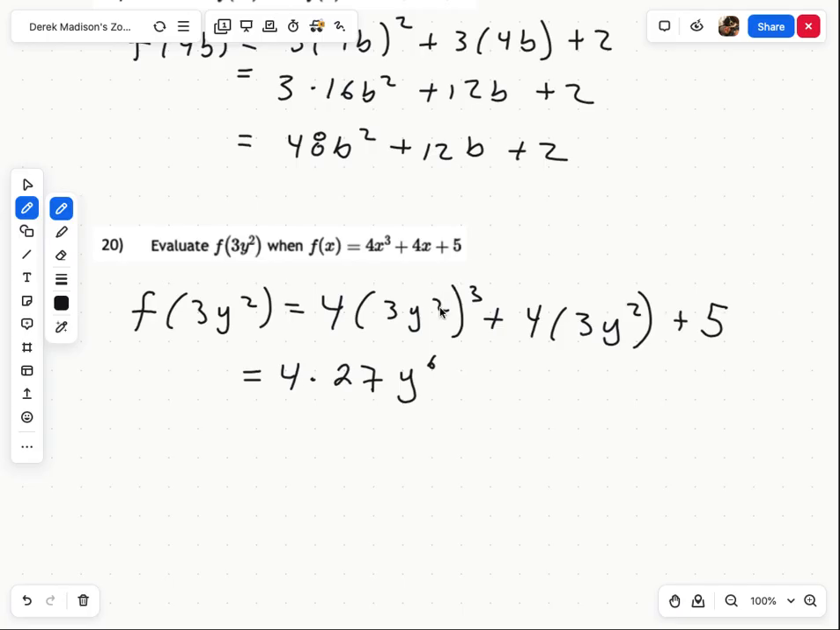And remember from the exponent chapter, when we raise to a power, we multiply our exponents, so y to the 6th. And then 4 times 3 would give us a 12y squared plus 5. And last thing is just to clean up the 4 times the 27. So that would be 108y to the 6th plus 12y squared and plus 5. And that would wrap up 6.1.